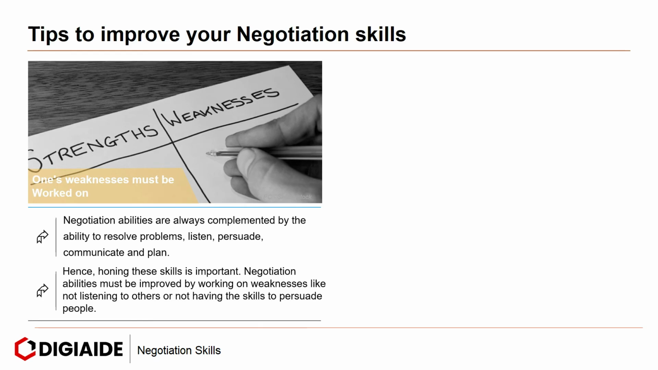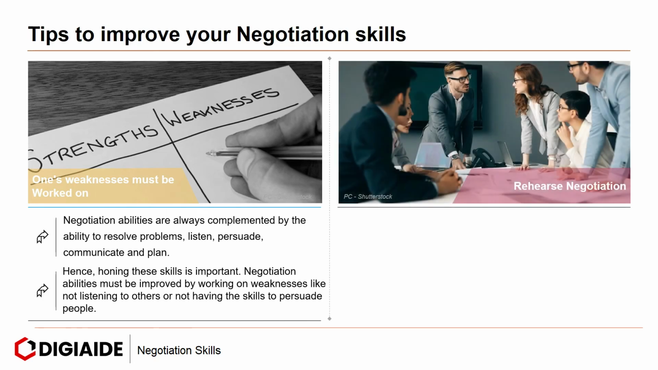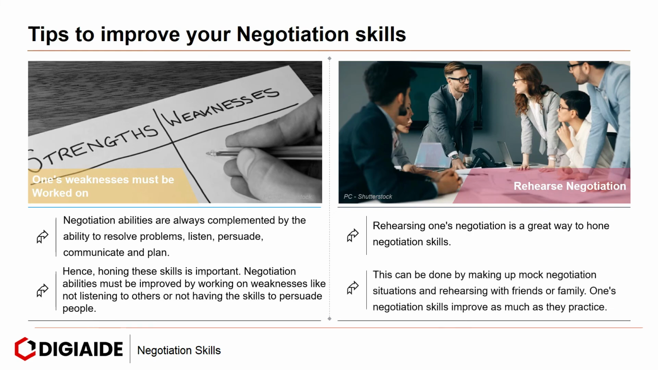Negotiation abilities must be improved by working on weaknesses like not listening to others or not having the skills to persuade people. And finally, rehearse negotiation. Rehearsing one's negotiation is a great way to hone negotiation skills. This can be done by making up mock negotiation situations and rehearsing with friends or family. One's negotiation skills improve as much as they practice.